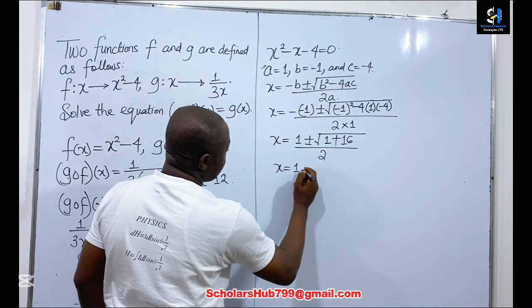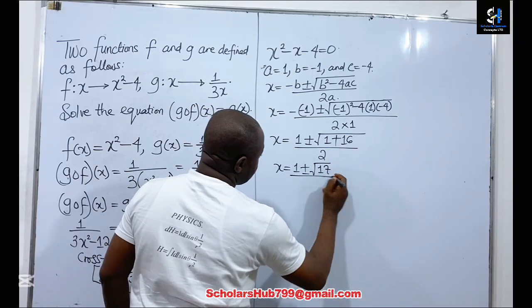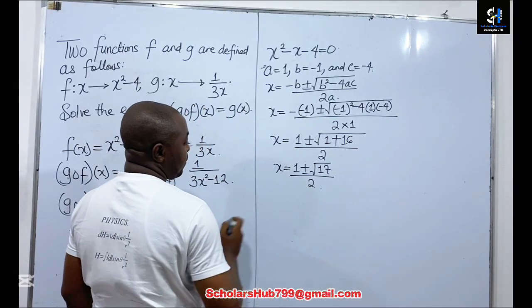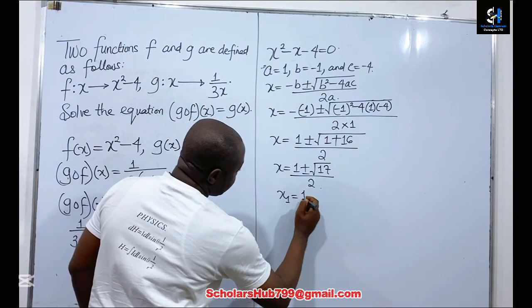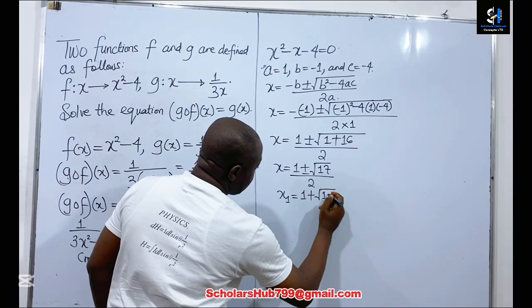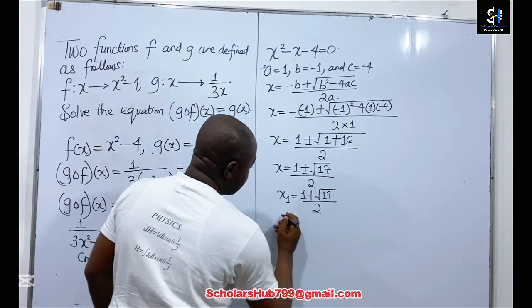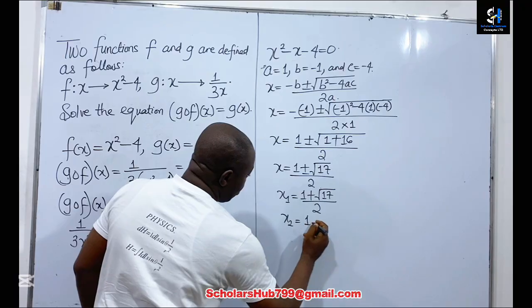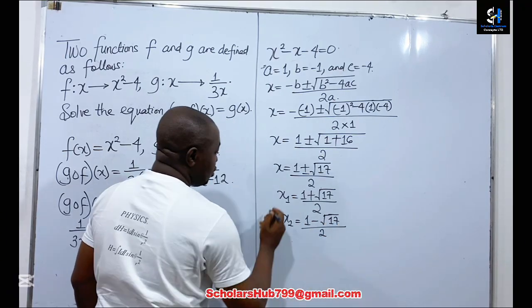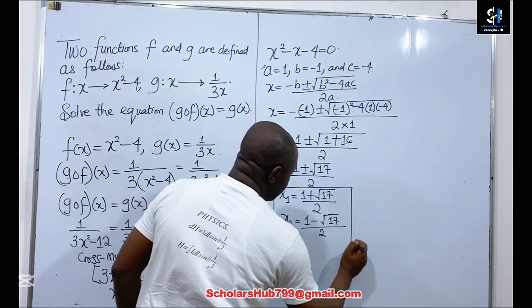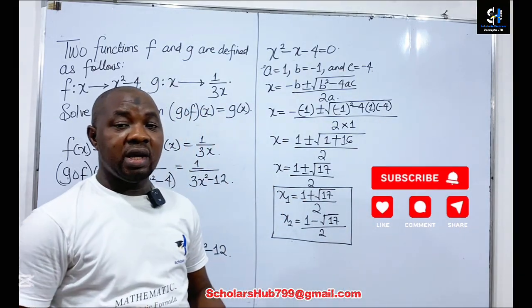Then x will be equal to 1 plus or minus root 17 over 2. So the first root will be 1 plus root 17 over 2, and then the second root will be 1 minus root 17 over 2. So these are the two values of x, when the answers are expressed in short form.